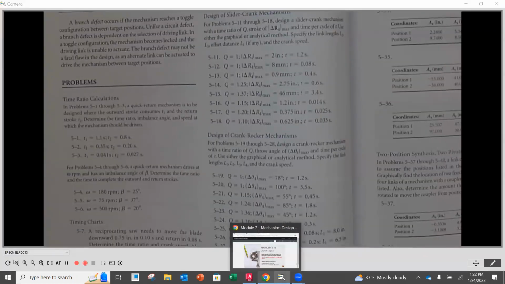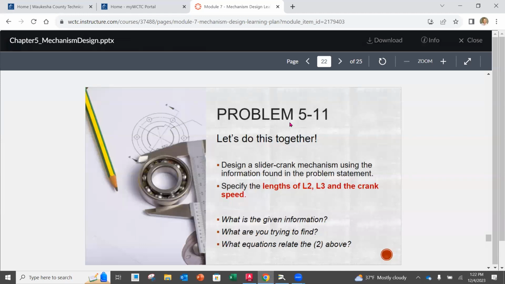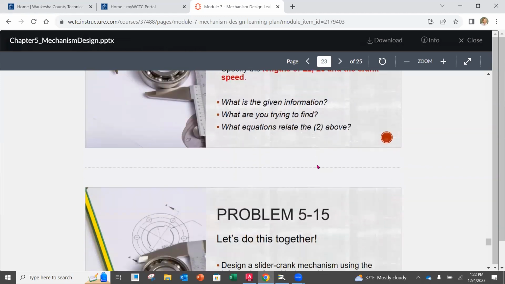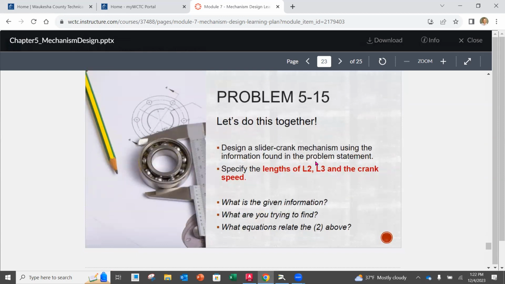The inline, I think, is the most straightforward. Maybe the easiest, but we don't want to leave it at that. So the next one we're going to look at is problem 515. And here we're going to have a slider crank mechanism. We want to look at the information and design the lengths of each one of the links for this one.